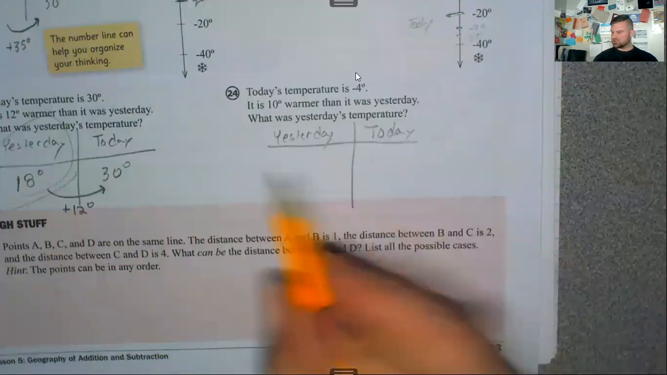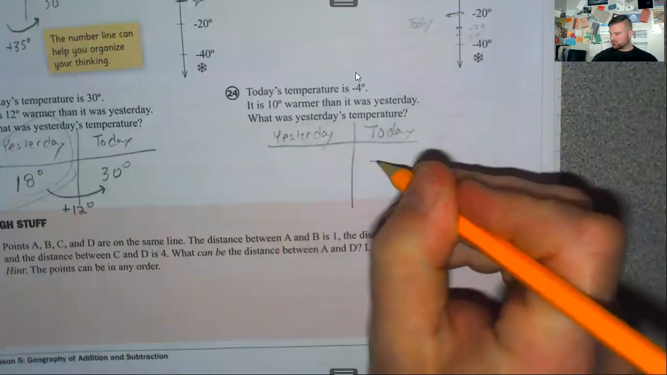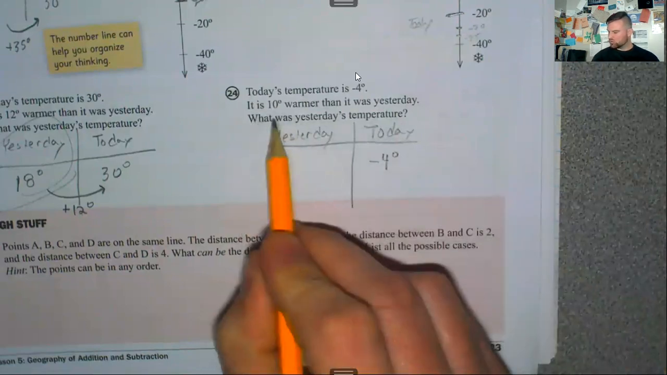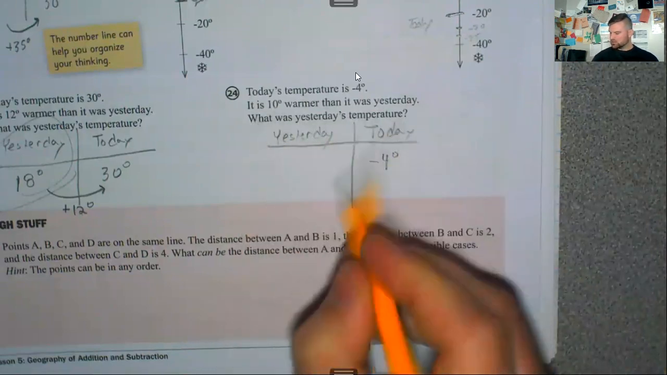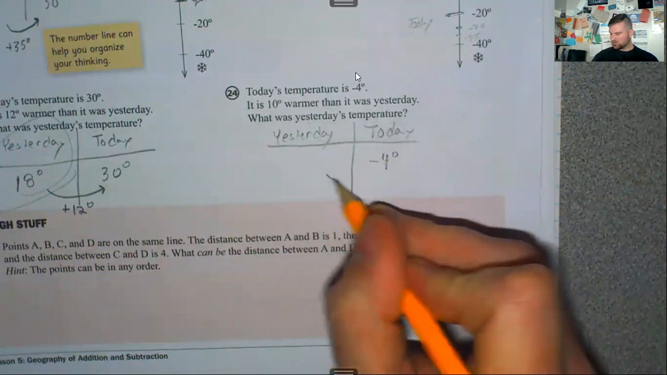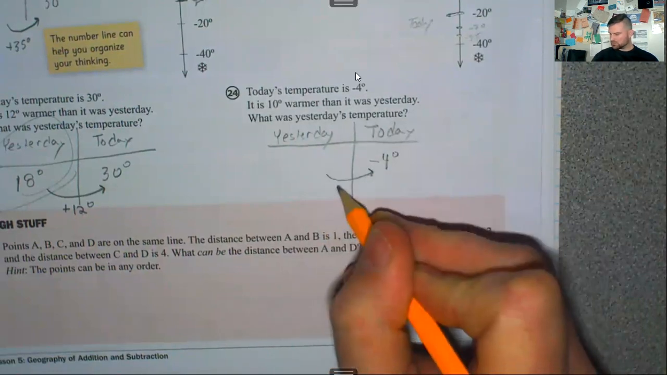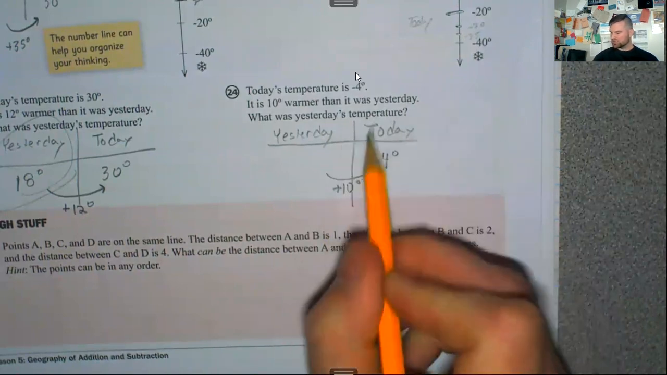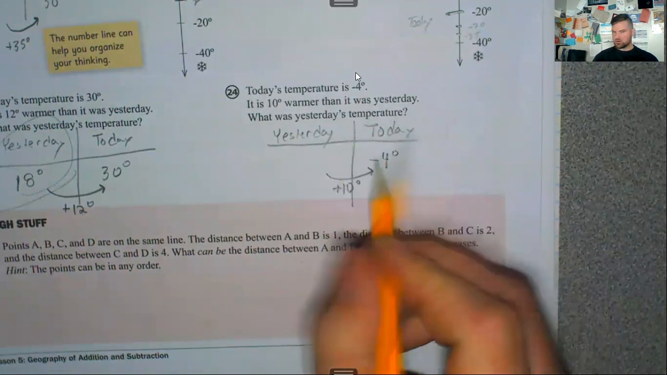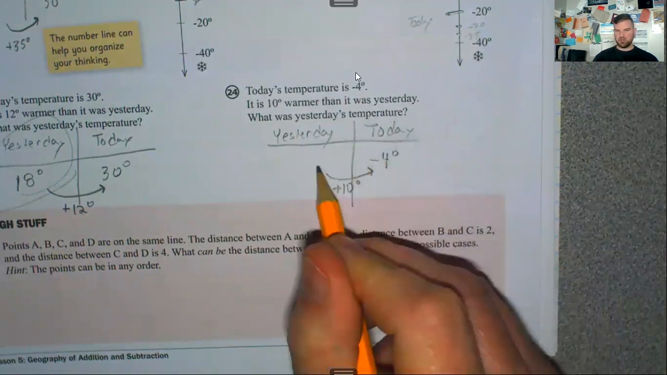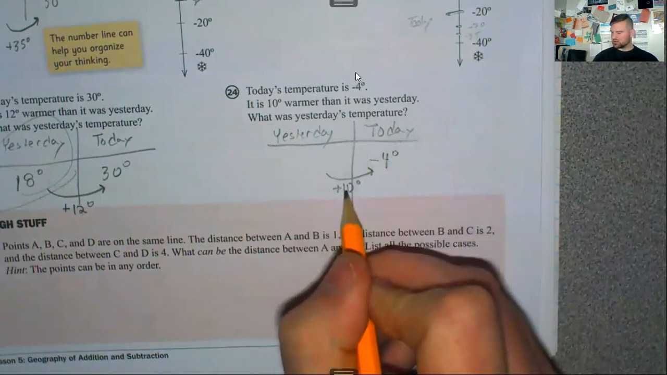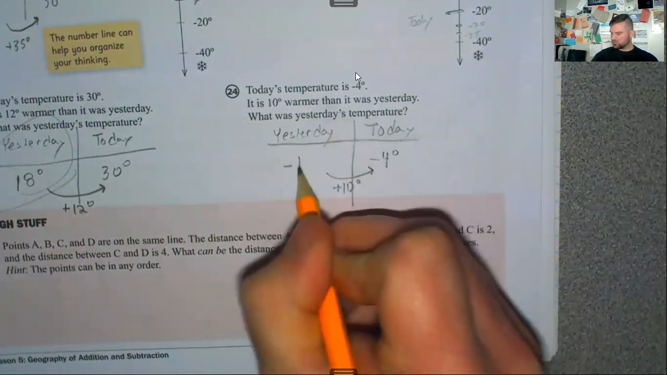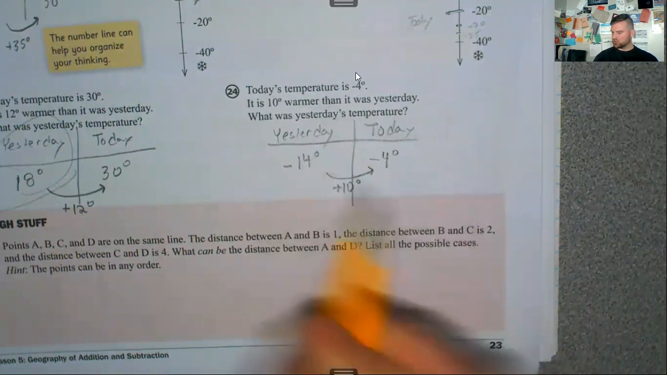So it says today's temperature is -4, so -4 degrees. It is 10 degrees warmer than it was yesterday. So going from here to here, it got plus 10 degrees. It's warmer today than yesterday. What was yesterday's temperature? So in order to go the other direction, instead of adding 10, we're going to subtract 10. So -4 minus 10 is minus 14 degrees. And you can check yourself.